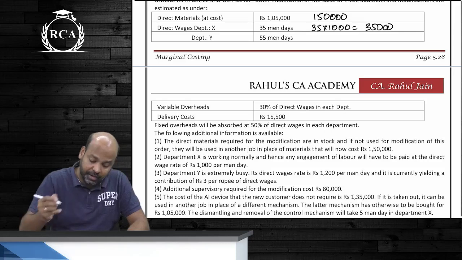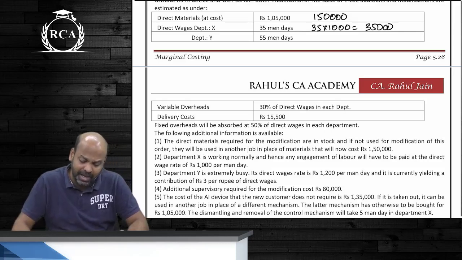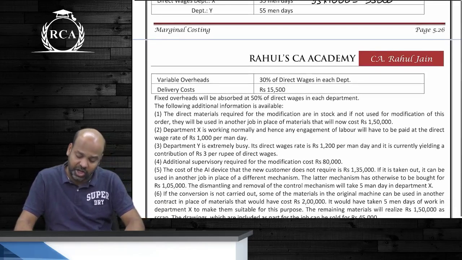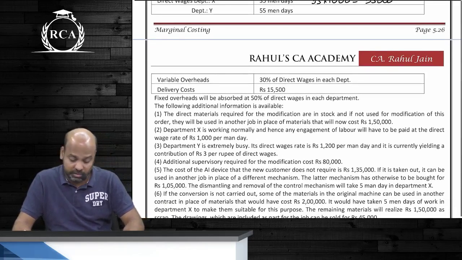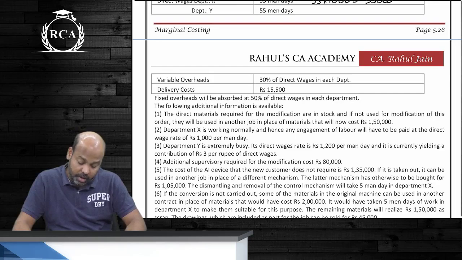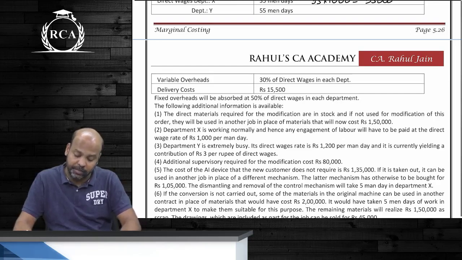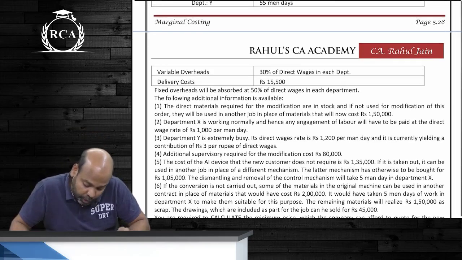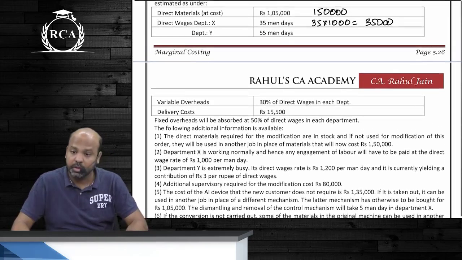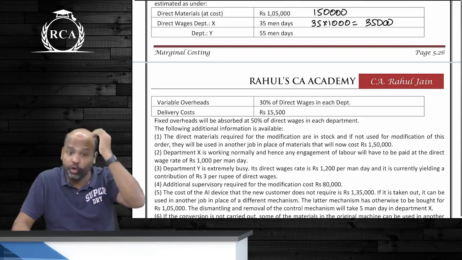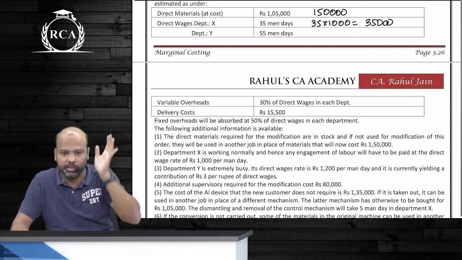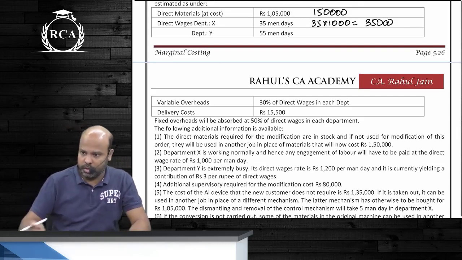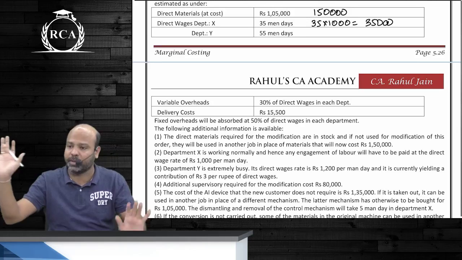Department Y, 55 man days. Department Y is extremely busy. Its direct wage rate is 1,200 per man day, and it is currently yielding a contribution of 3 rupees per rupee of direct wages. This is to tell you that you will not be able to hire. The fact that they're talking about contribution means you will not be able to hire; that department does not support more capacity.